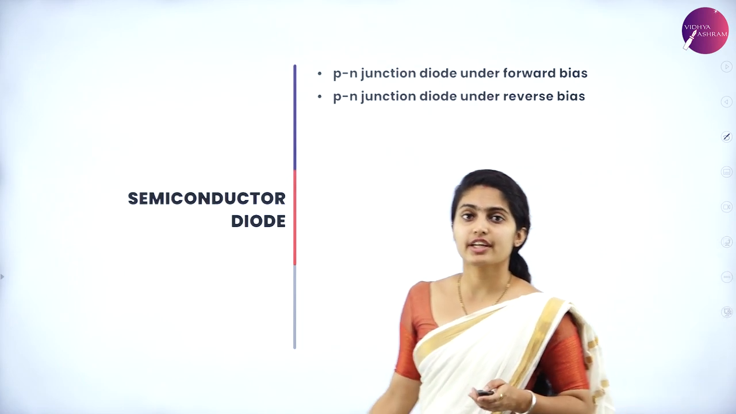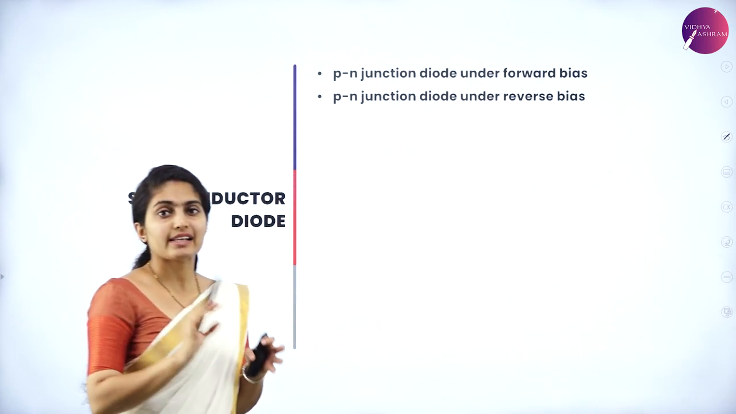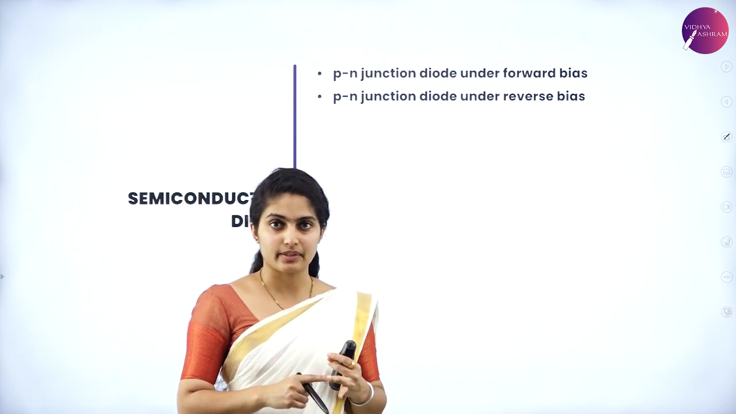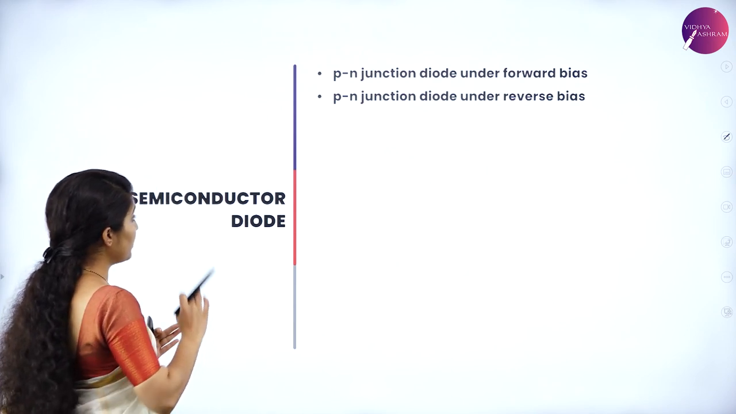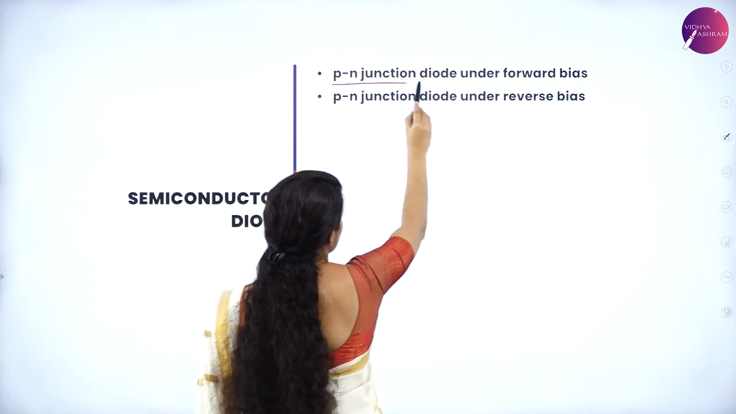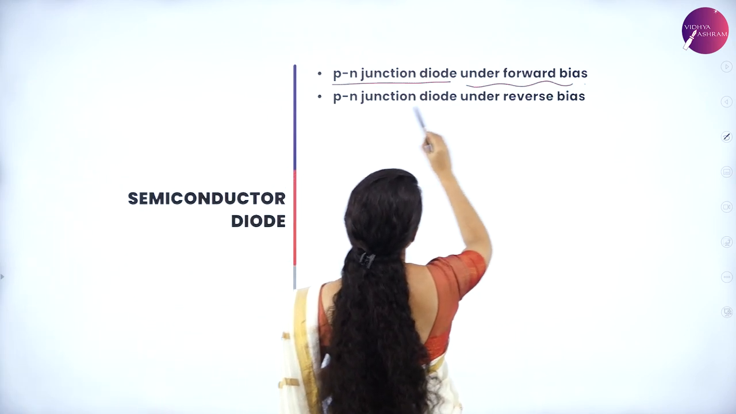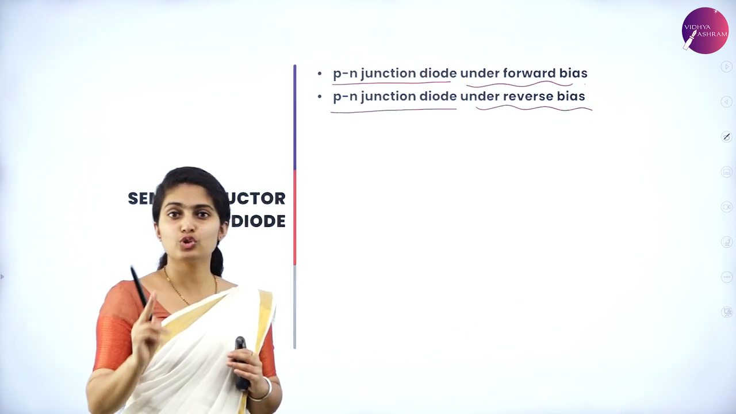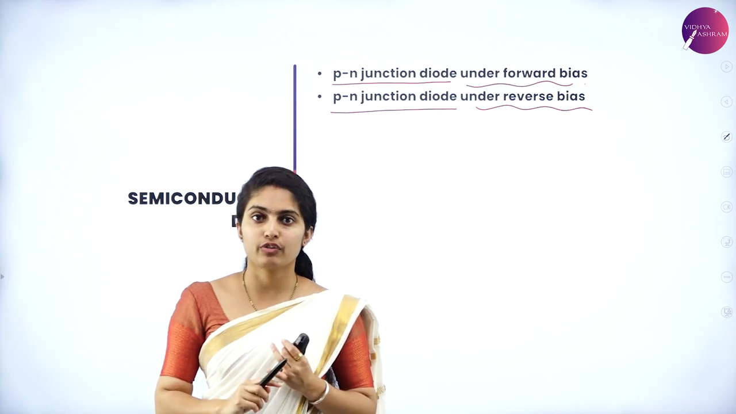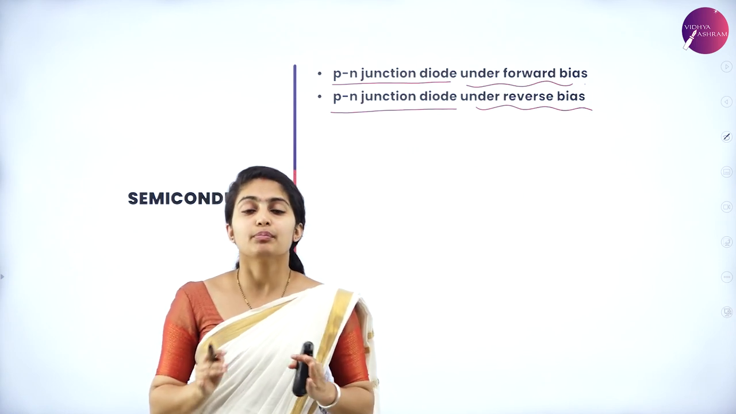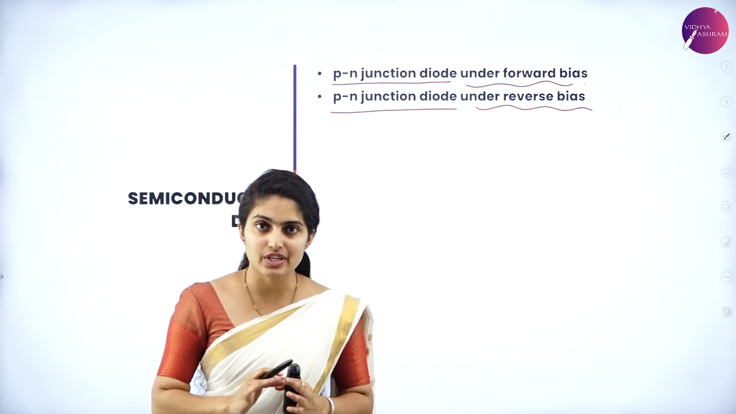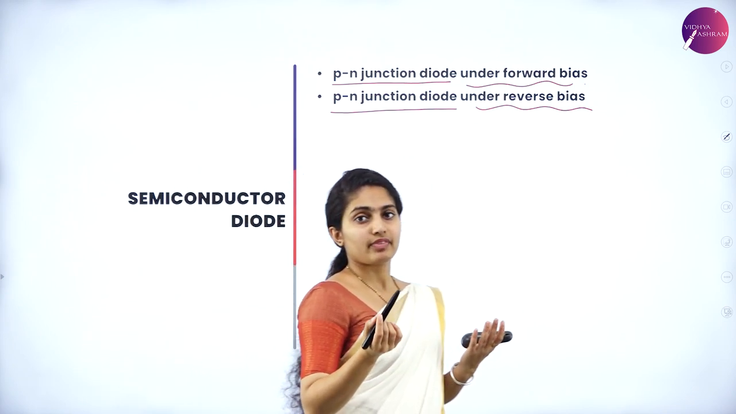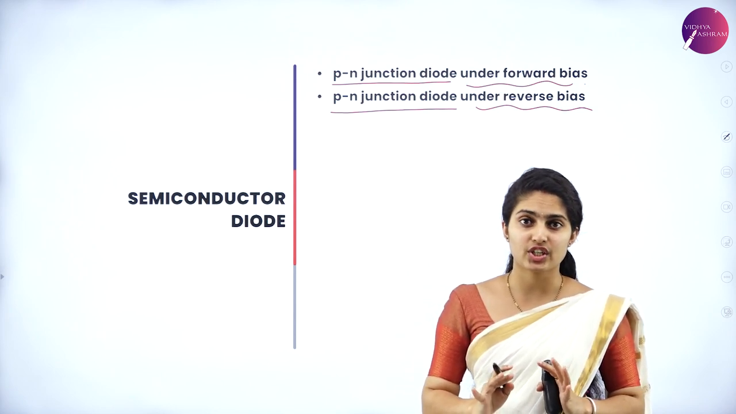Understood? Now we are getting on to the concept called biasing. If you're very clear about P-type and N-type semiconductors, we can check the P-N junction diode under forward bias and the P-N junction diode under reverse bias. We have two concepts, forward bias and reverse bias. Before that, I would like to tell what is meant by biasing. Biasing means adding a battery to a P-N junction.